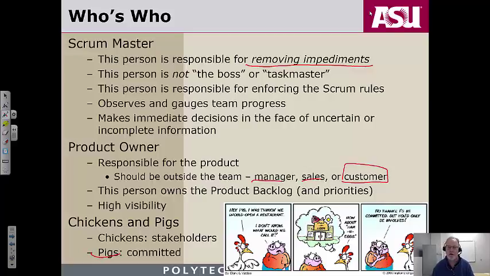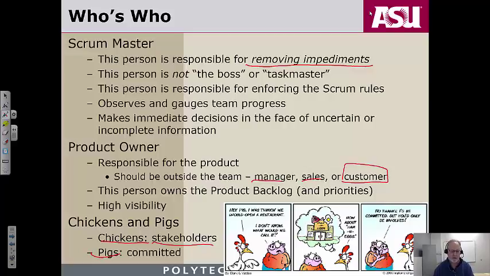Congratulations on your project teams, you're pigs. You write the code. You are committed to the project. You are committed to project success. Chickens are stakeholders. They are certainly invested. They certainly want the project to be successful, but they aren't the ones making it happen.